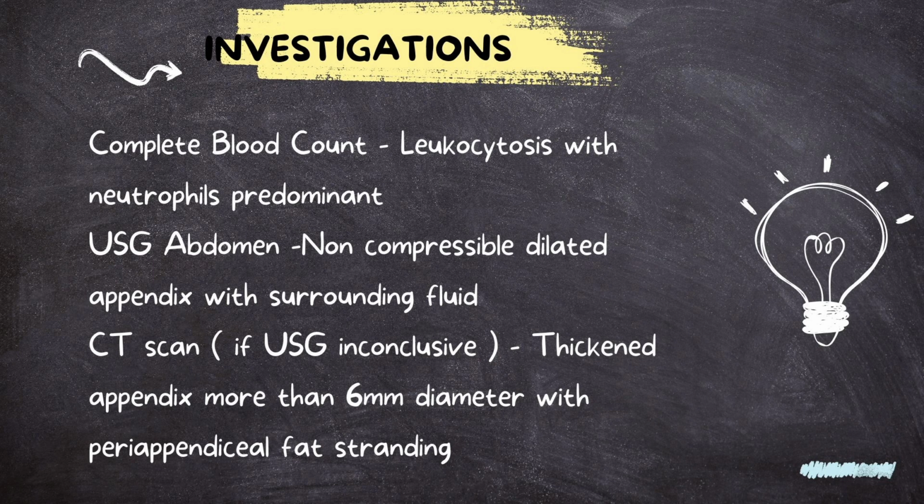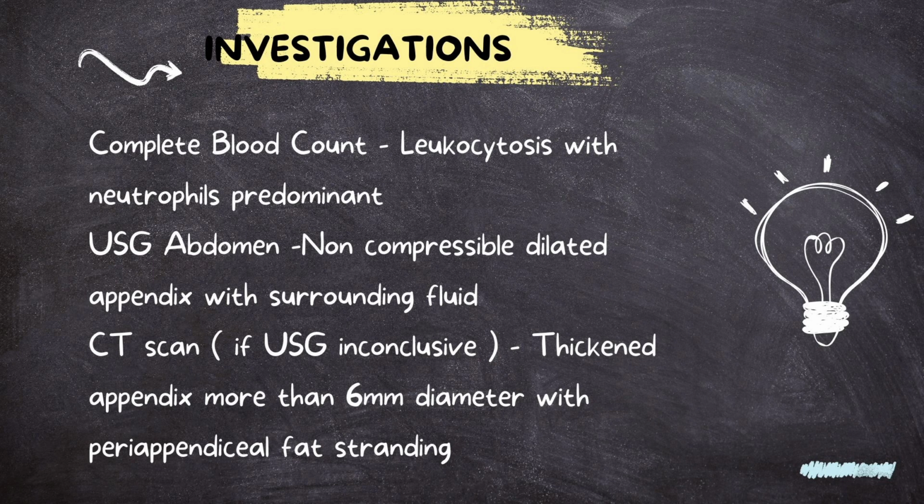Investigations. To confirm the diagnosis, the following investigations are ordered. 1. Complete blood count. CBC shows leukocytosis with a neutrophil predominance, which is typical in appendicitis. 2. Ultrasound of the abdomen may show a non-compressible, dilated appendix, sometimes with surrounding fluid or abscess formation.